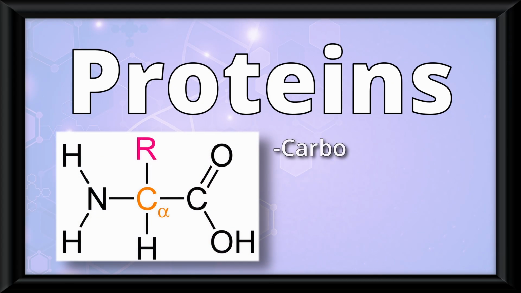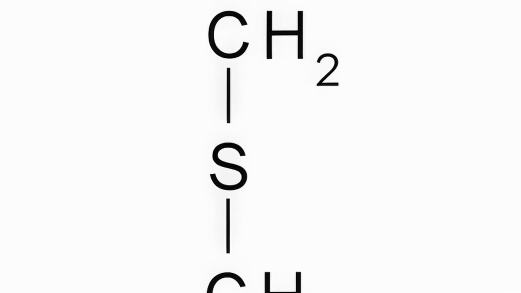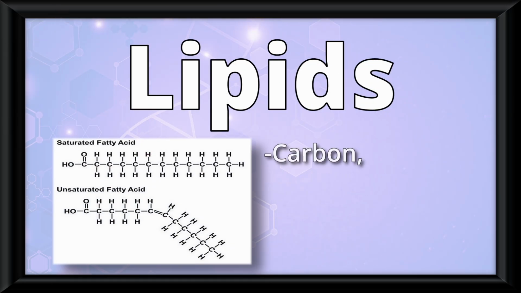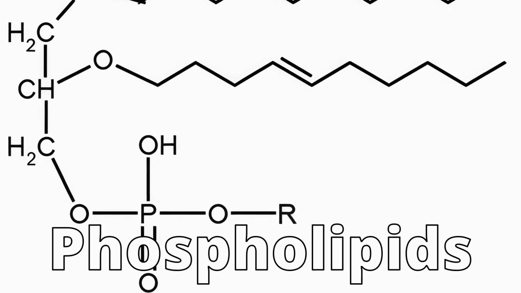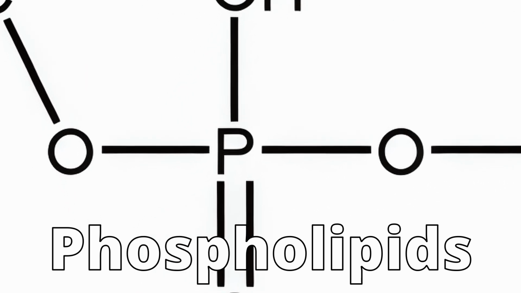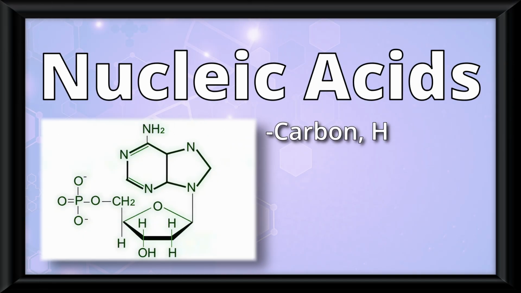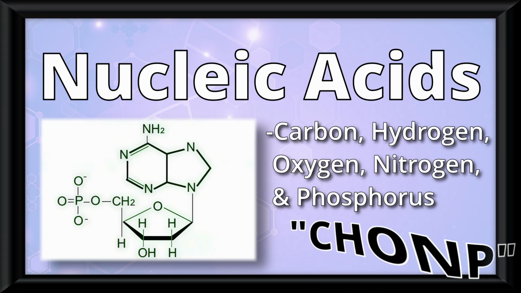Proteins are built primarily from carbon, hydrogen, oxygen, and nitrogen. And some proteins also contain sulfur, making the acronym CHONS. Lipids are made primarily of carbon, hydrogen, and oxygen. However, phospholipids, which are a specific type of lipid, also contain phosphorus, making the lipids acronym CHO, or sometimes CHOP. And finally, nucleic acids contain carbon, hydrogen, oxygen, nitrogen, and phosphorus, making the acronym CHONP.